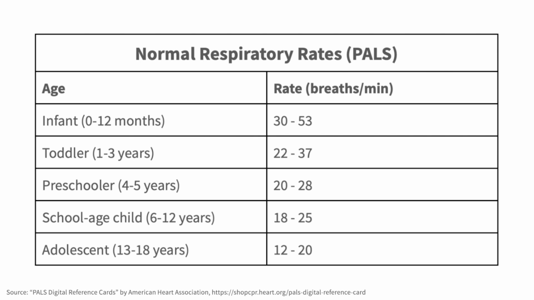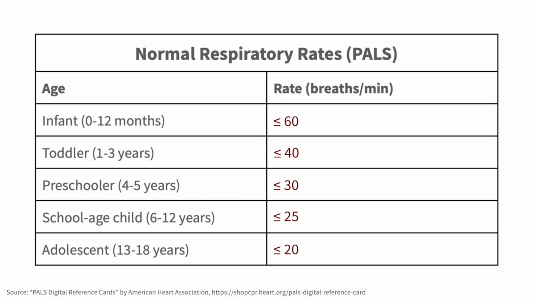One way to remember this is that infants should not have a respiratory rate above 60. Toddlers should not have a respiratory rate above 40. Preschoolers should not have a respiratory rate above 30, school-aged children should not have a respiratory rate above 25, and adolescents should not have a respiratory rate above 20.